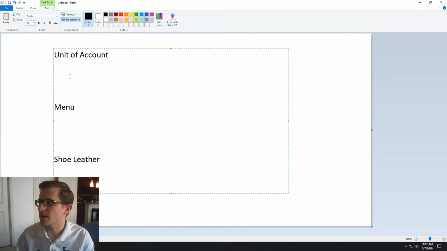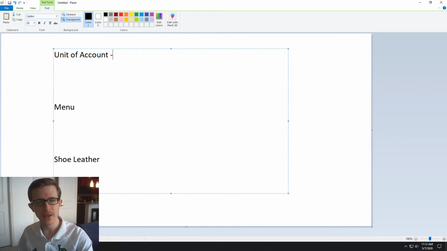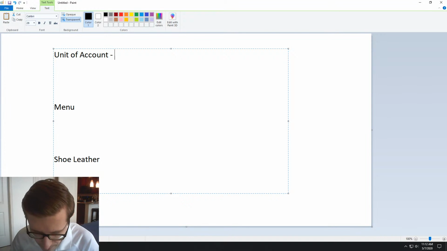Unit of account is going to be the most common, the one that people think about the most. Menu costs is going to be kind of what impacts businesses or firms the most. And then shoe leather costs will end up being what affects people or some firms the most as well. I'll give you guys a second or two to think about what these are before we dive into them. All right, start from the top. So unit of account.